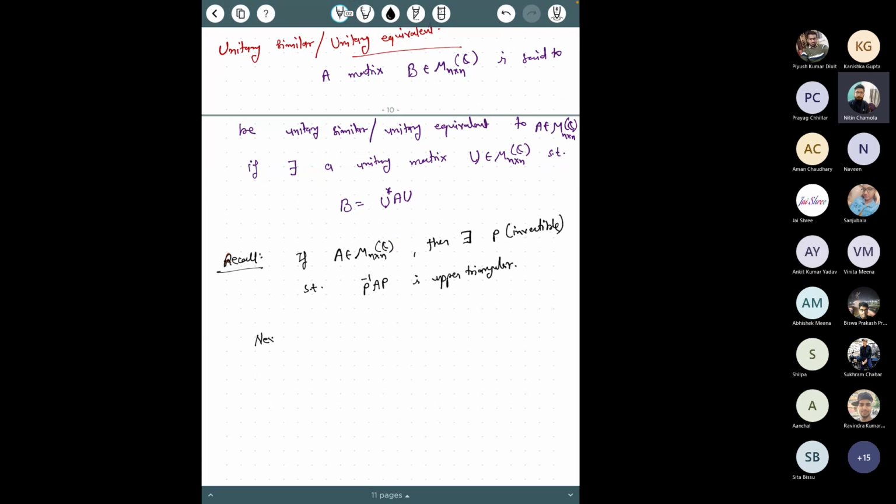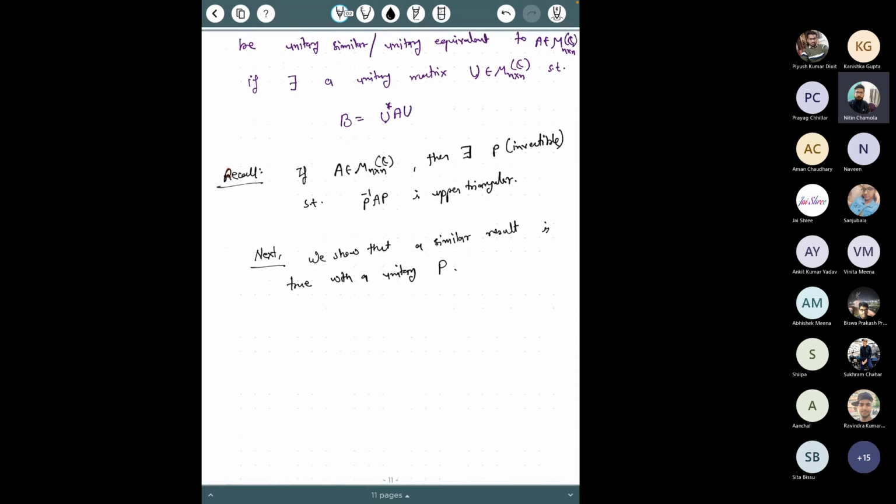Now, in the next result, I will show that the same thing you can achieve by a unitary matrix. So next we show that a similar result, and this result is very important in numerical linear algebra, is true with a unitary P. So this P is not only invertible, you can choose P as a unitary matrix and achieve the same thing. This result is known as Schur's lemma. Let me just state this result first and then I'll tell you the advantage of this result. We will prove this in the next class.